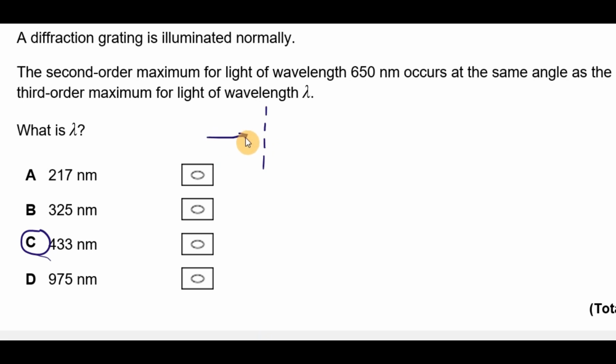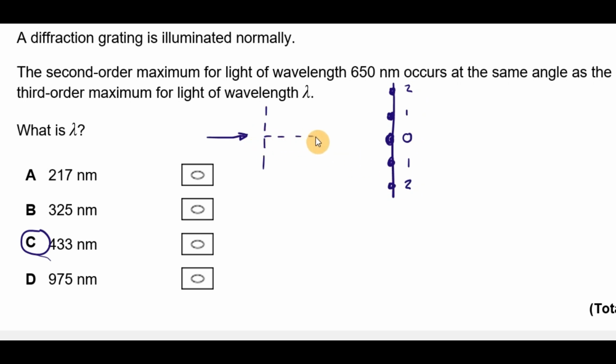through which we're passing light, and that's being projected onto a screen. And we'll get a maximum in the middle, and then we'll get maxima from the diffraction pattern spreading out. That middle one, the one that's straight through, is called the zeroth order. Then we have the first orders, second orders, etc.